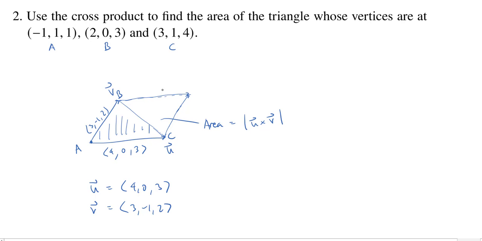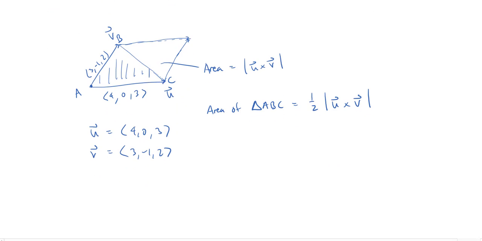And I know that the parallelogram spanned by u and v will be twice the area of the triangle ABC. So the area of triangle ABC is going to equal 1/2 the magnitude of the cross product of u and v. So now all I have to do is compute this cross product and divide it by 2. Well, I already have these written in vertical form, so it's going to be pretty easy to come up with this cross product.